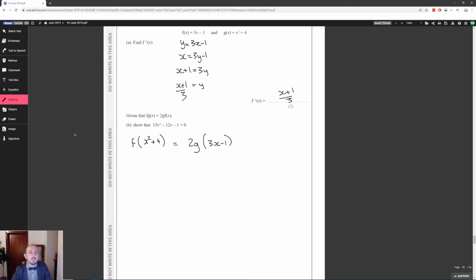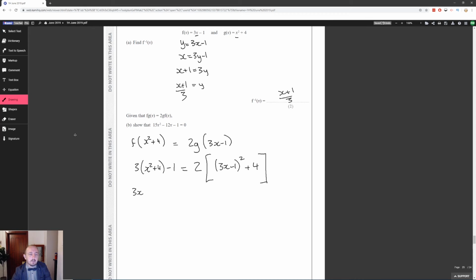So x squared plus 4, when we put it into f of x, is going to be 3 lots of x squared plus 4, because I've replaced the x from up there and then subtracted 1, and then 2 lots of g of 3x minus 1, so we're going to do 3x minus 1 squared plus 4, like that. Okay, so I've replaced the x with the 3x minus 1, and it's all squared.